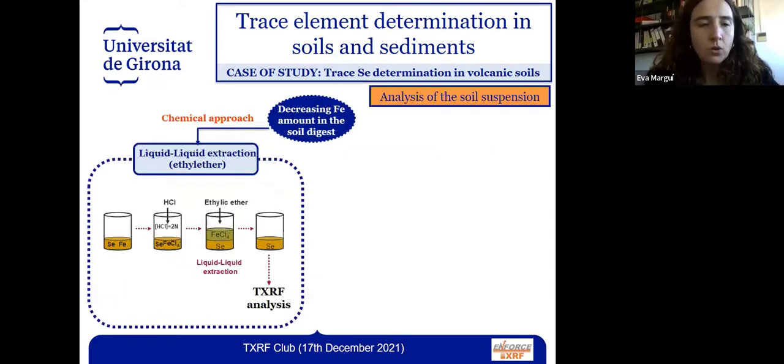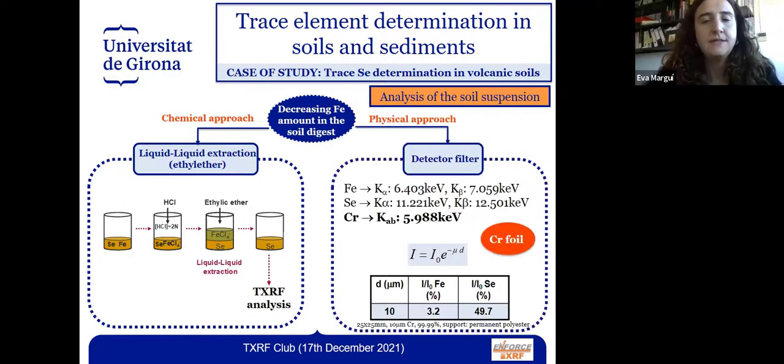The first one was a chemical approach. In this case, we added a solution of hydrochloric acid to the soil extract to form the iron chloro complex, which was removed from the soil extract by extracting this complex with ethyl ether. Another approach, a physical one, was the introduction of a chromium foil of 10 microns between the sample and the detector to try to absorb the iron before it arrives at the detector.